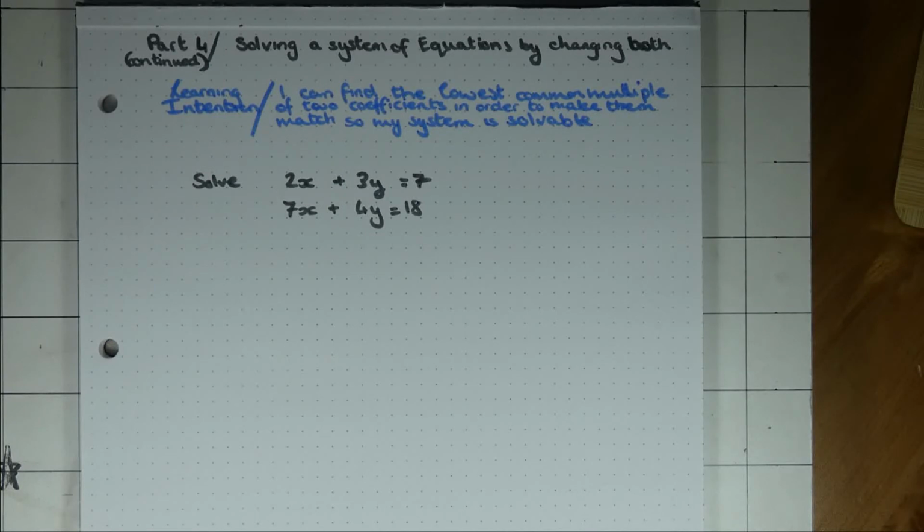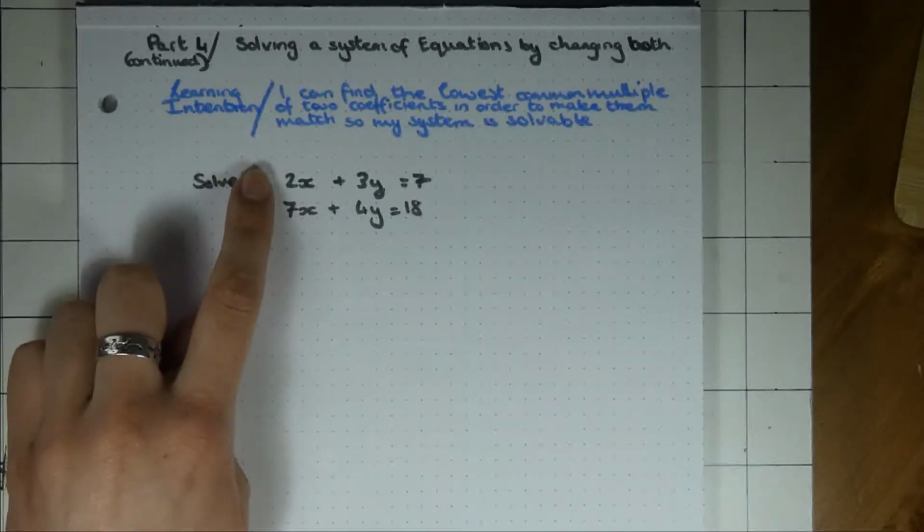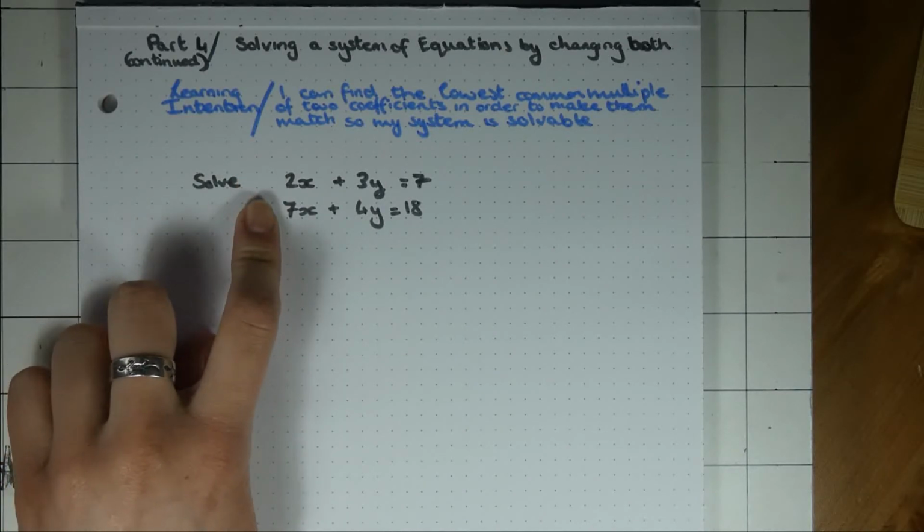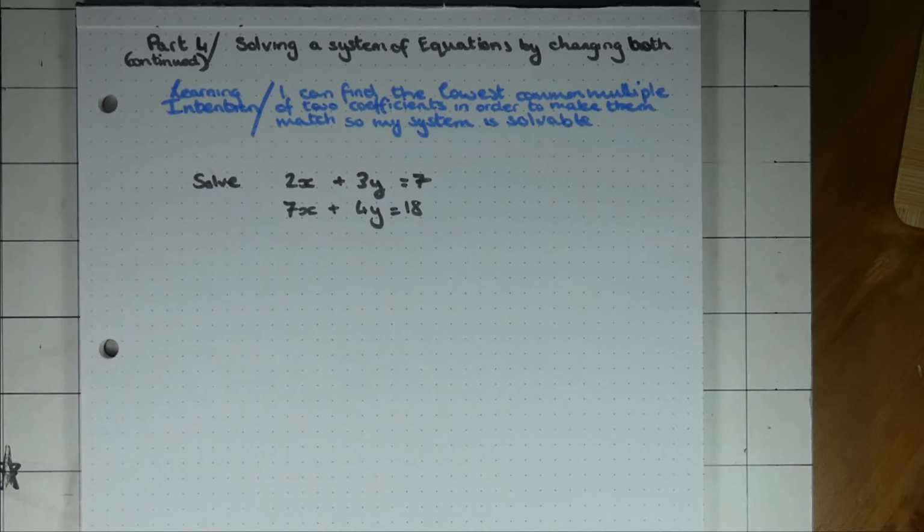So what we're going to do is multiply both, but we like to make life easy for ourselves. And that means finding the lowest common multiple. Because yes, I could turn 2 and 7 both into 140. But then all my other numbers would be horrendously huge and would be so likely to make a silly mistake.